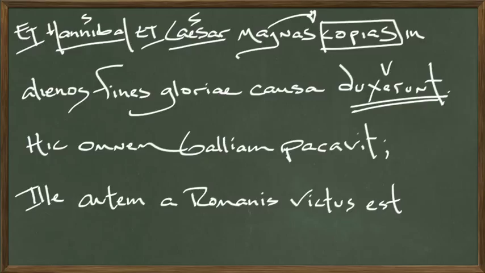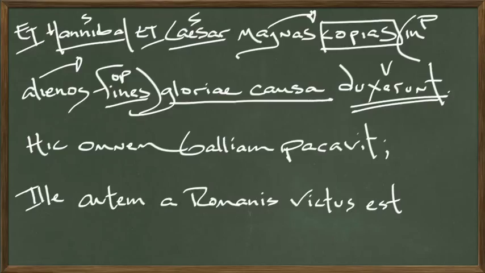And where did they lead those troops? They led those troops in, preposition, into fines, object of the preposition. Fines here means boundaries or territories. What kind of boundaries or territories? Their own? Nope. They led those troops into foreign territories. Alienos fines. And why did they do it? They did it causa gloriae, for the cause of glory.